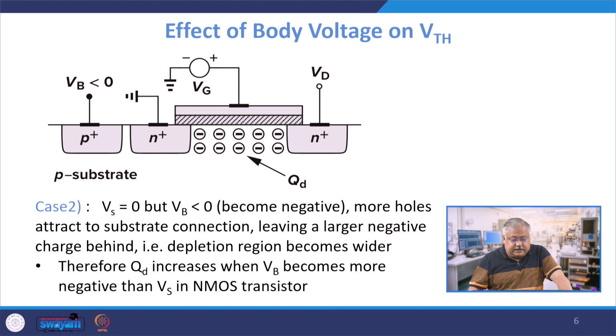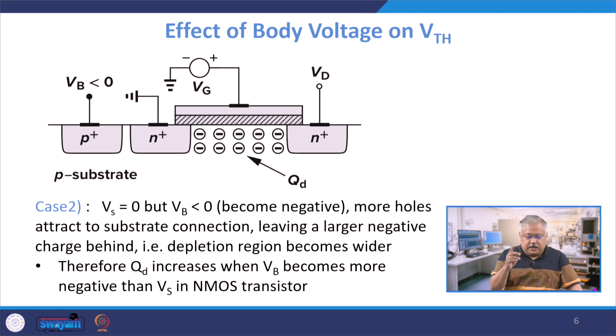Now let us come to the second phase, where I have made my Vs equal to 0. I am grounding it. However, I am making my Vb more and more negative, which is basically negatively biased. Since you have applied a negative bias, holes will be attracted towards the substrate below, and therefore there will be larger negative charge left behind, and the depletion thickness will become wider.